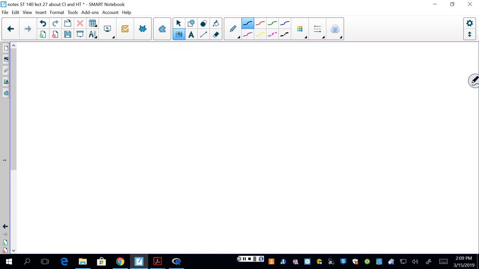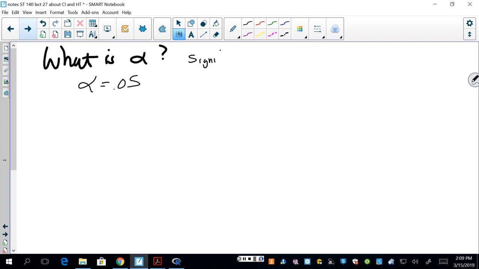So one topic we want to talk about is, what is alpha? We usually let alpha equal 0.05 or something like that. It's alpha that's significant. It's also called the significance level. This is the probability that we reject the null hypothesis if the null hypothesis is true.